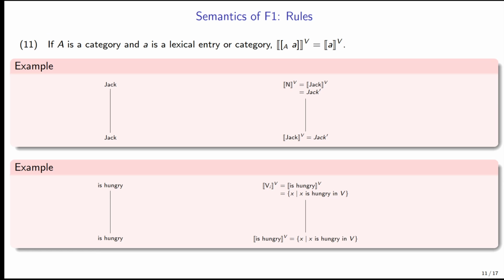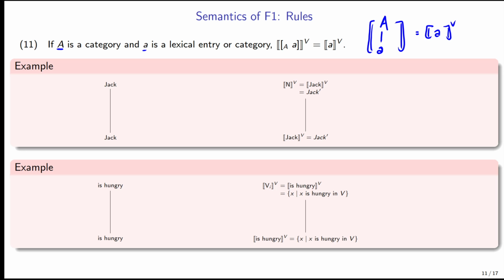So we're going to go through each of these rules step by step. For each of these rules, I have the formal rule listed, and I have an example. The left side of these examples is just the words themselves. The right side is what the tree looks like. So the first rule says, if A is a category and little a is a lexical entry or a category, then the meaning of this structure is the same as just the meaning of little a itself. So what this says is that if a node only has one daughter, it just gets the same meaning as its daughter.